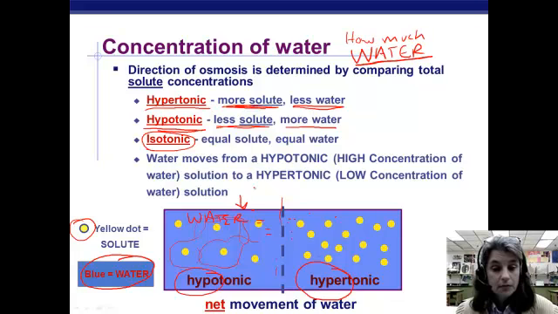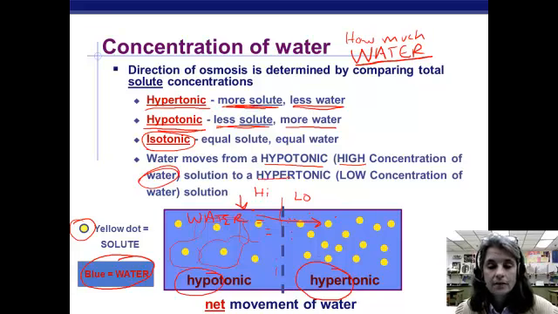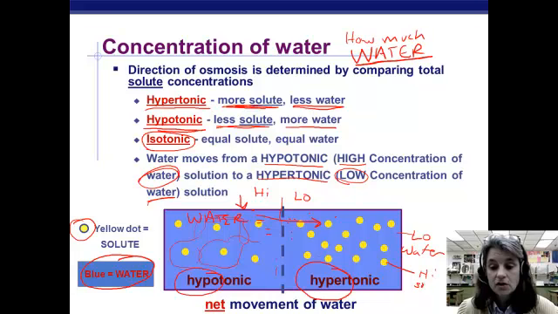So remembering that water moves from an area of high concentration to low, water is going to move from the hypotonic side to the hypertonic side. So water moves from a hypotonic or high concentration of water to a hypertonic or low concentration of water solution. Okay? Now, please remember, this is a low concentration of water here, but a high concentration of solute.